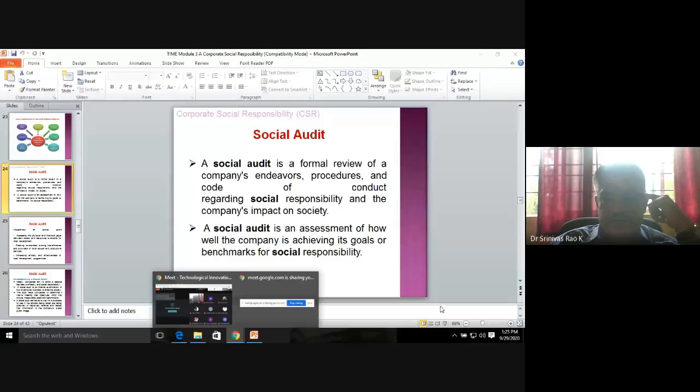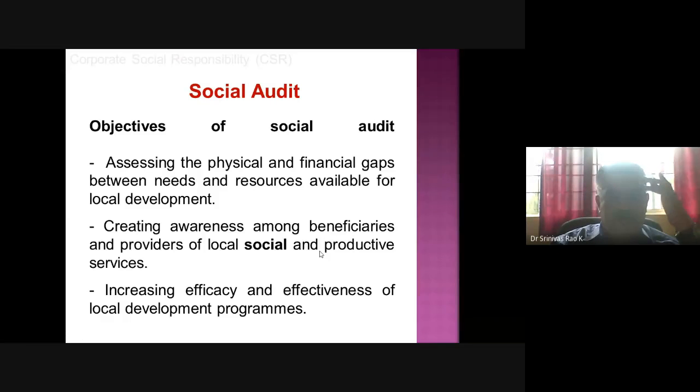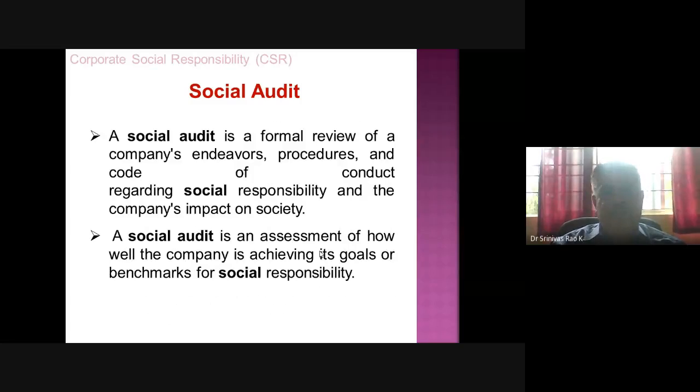Very good, excellent. See, the social responsibilities. This is a review of the company's endeavors and procedure. It's an assessment of how well the company is achieving, whether they are achieving the objectives or not. That's why social audit is a 2 marks question. Just write, it's a formal review required for assessing your company's profile, assessing whether they are achieving goals or not. Simple. So 2 marks question.